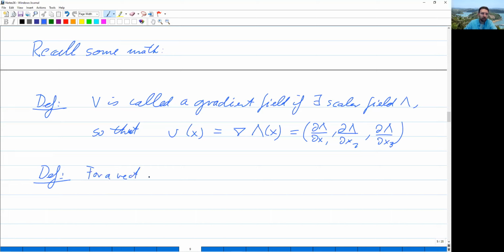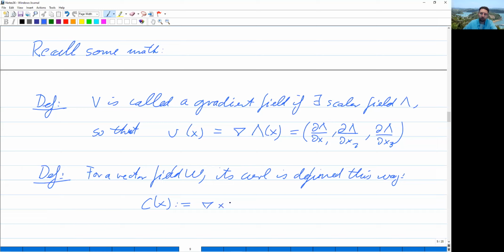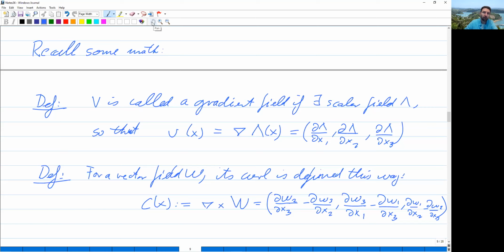For a vector field W, its curl is defined this way. The curl, let's call it the vector field C of x, is nabla cross product with W. And what is this? Well, the components of that are dW2 by dx3 minus the other way around, dW3 by dx2. And then you move up the index by 1. So now you have dW3 by dx1 minus dW1 by dx3, and then the last component is dW1 by dx2 minus dW2 by dx1. Okay, so that's the curl of a vector field.